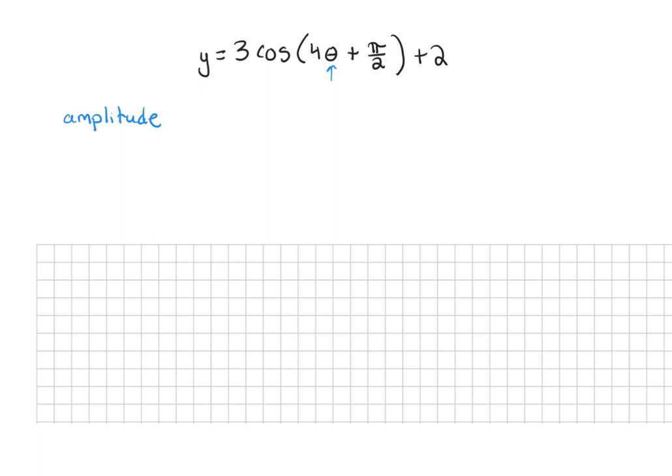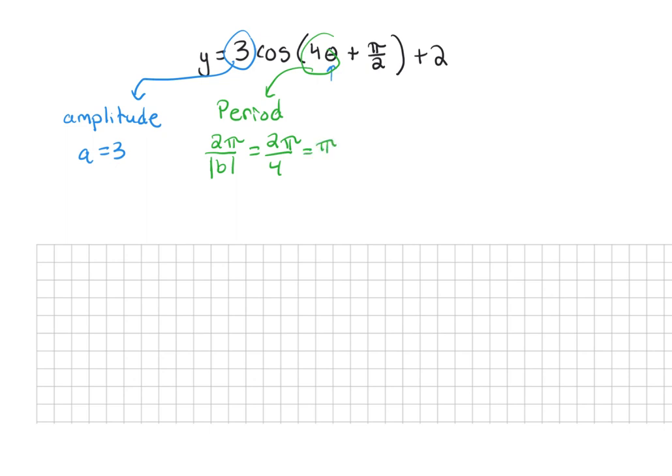Okay, so let's start with the amplitude. So the A is 3. So the period comes from here. So 2 pi divided by 4, which is pi over 2. So if you think about cosine starting up, going down, going back up, usually it's from 0 to 2 pi. This time the length of it is pi over 2.